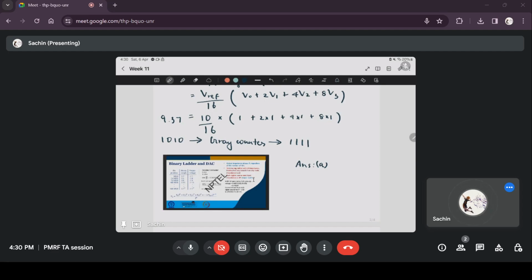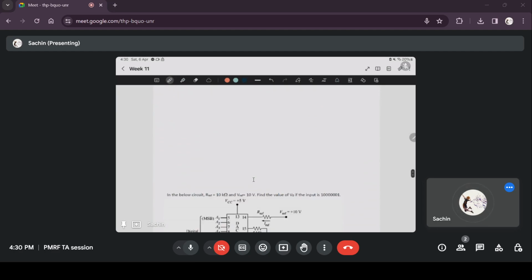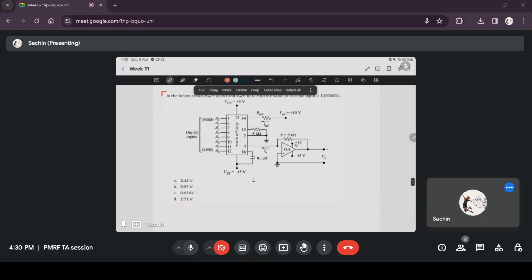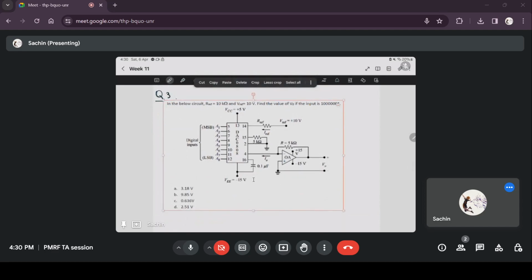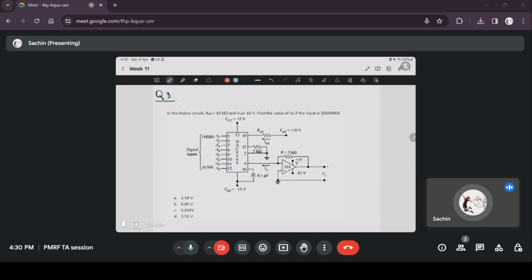Okay, we'll move on to question 3. The below circuit Rref is 10 kilo ohm and Vref is 10 volts. R is 5 kilo ohm. Find the value of V0 if the input is 1 0 0 0 0 0 0 1.